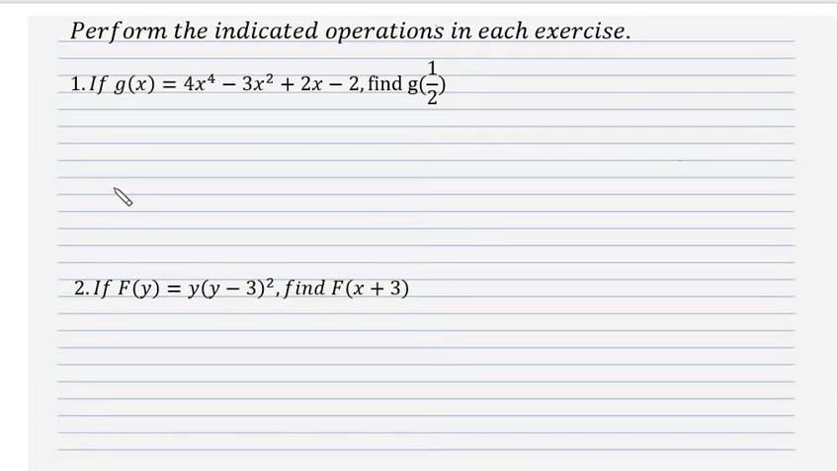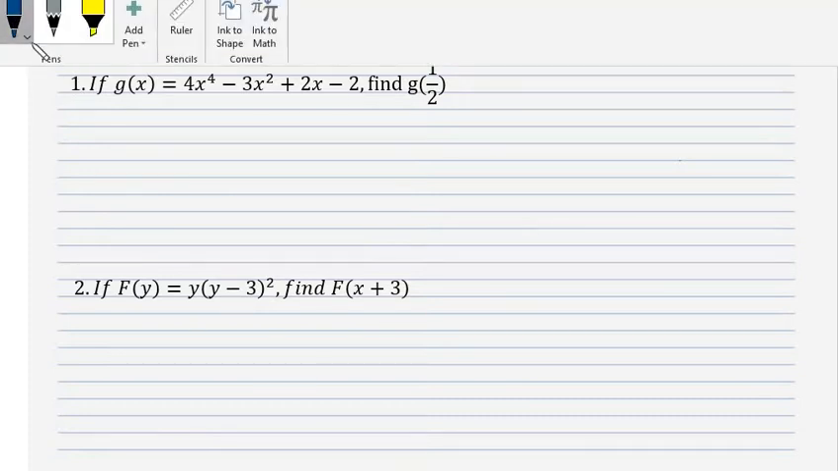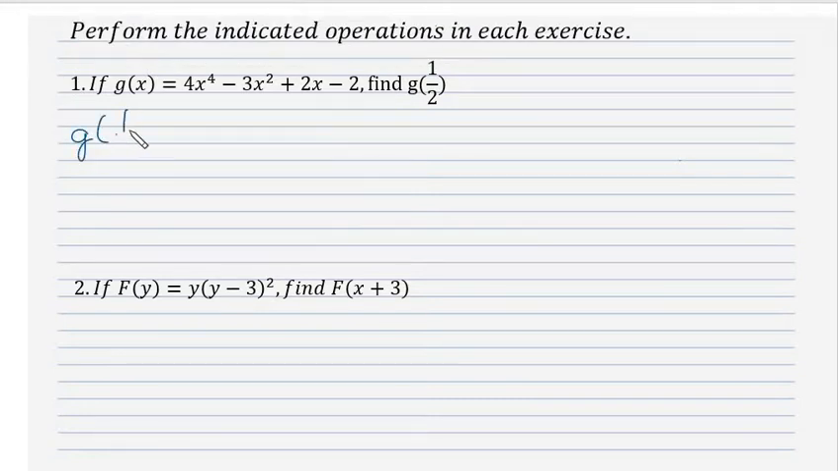In this video, let's go ahead and solve some problems regarding functions. So let's say we're given g of x is equal to 4x to the fourth minus 3x squared plus 2x minus 2. So we are looking for g of 1/2. What we're going to do is substitute 1/2 for x, because we're looking for g of 1/2 and we are given g of x.